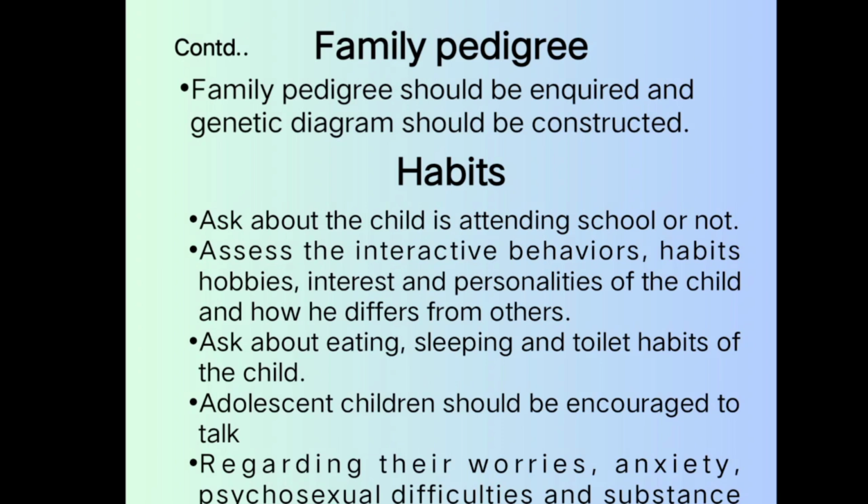Next is habit. We as pediatric nurses ask whether the child attends the school regularly or not, how is their behavior pattern, how they interact with their friends and colleagues, and hobbies, interests and personalities of the child, how it is different from the others. And we also ask about their eating pattern, sleep pattern, toilet habit of the child. Next, adolescent children should be encouraged to talk regarding their worries, anxiety, psychosexual difficulties and substances.